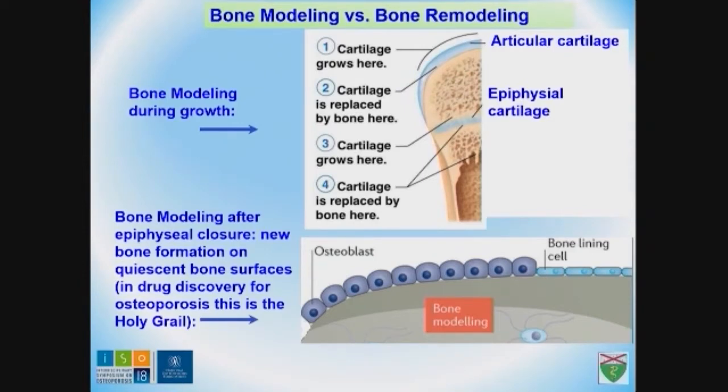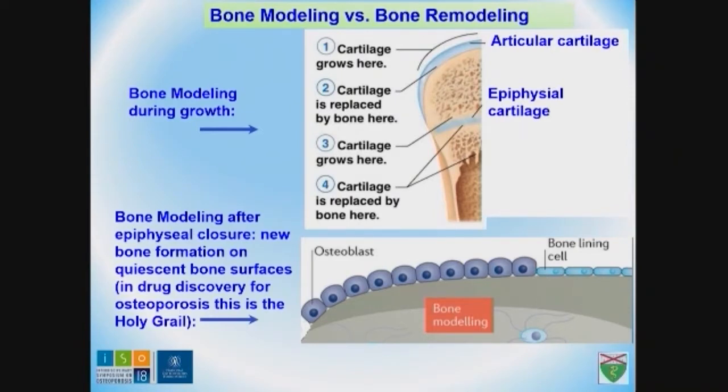So bone modeling occurs during growth, but there's also an element of bone modeling that occurs after epiphyseal closure, after your bone is made. I should also point out that bone modeling during growth is part of the process by which the bone is sculpted. The bones adapt the shape they do because of the mechanical and gravitational forces that are put on the bone, and that's why the bones develop the shape they do.